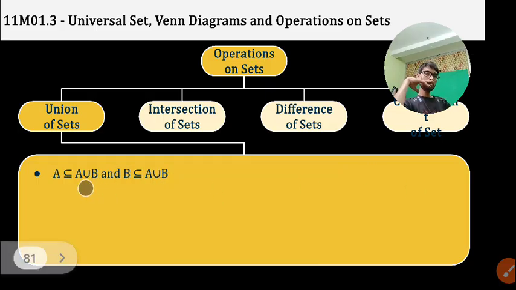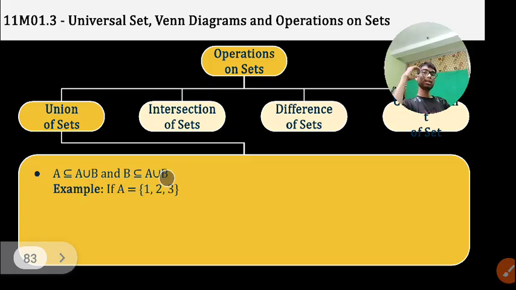Now A is a subset of A union B, and B is also a subset of A union B, because here we have A, and in the union we also have A. That's why A is a subset of the union, because it is a part of this union. B is also a part of this, that's why we can say B is also a subset of the union.